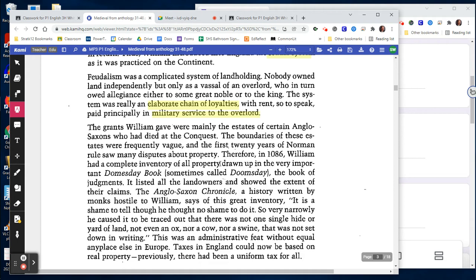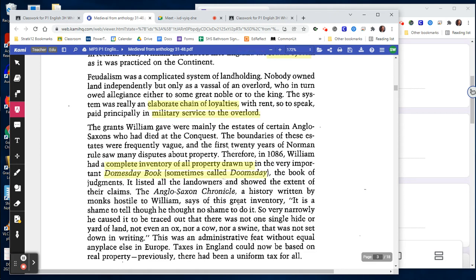Therefore, in 1086, William had a complete inventory of all property drawn up in the very important Domesday Book, sometimes called Doomsday by accident, the Book of Judgments. It listed all the landowners and showed the extent of their claims.